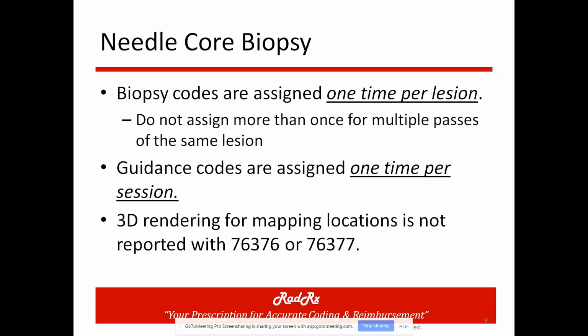So as I just said, biopsy codes are assigned one time per lesion. You will not assign more than once for multiple passes of the same lesion. So whenever you are reading a report and they're taking multiple samples, you want to make sure that you determine if those multiple samples are coming from one lesion or if they're coming from multiple lesions, and then assign the biopsy codes based on that. And then the guidance codes will be assigned one time per session.